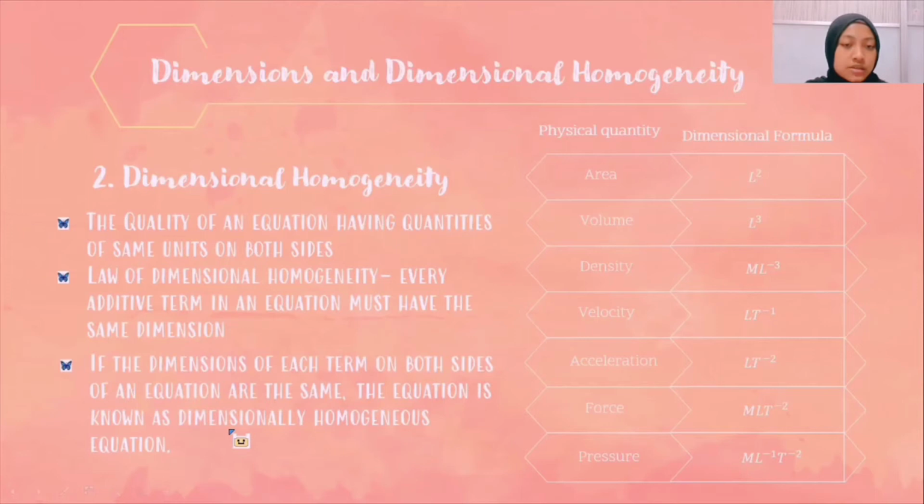If the dimensions of each term on both sides of an equation are the same, then the equation is known as a dimensionally homogeneous equation. Some of the dimensional formulas. For example, area, the dimensional formula is L squared. For volume, the dimension is L cubed. Density is ML^-3. For velocity, the dimension is LT^-1.